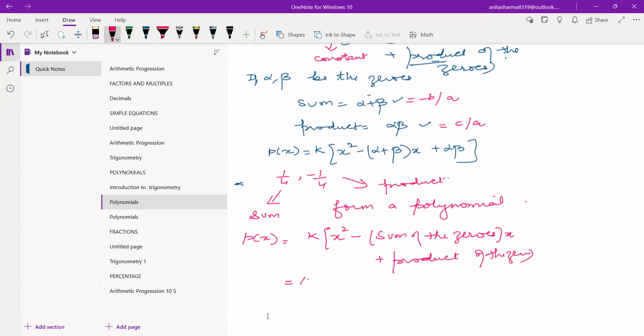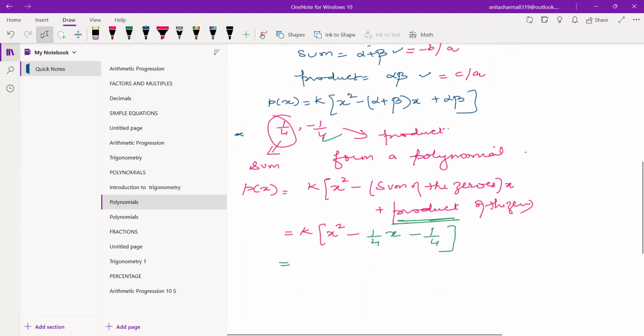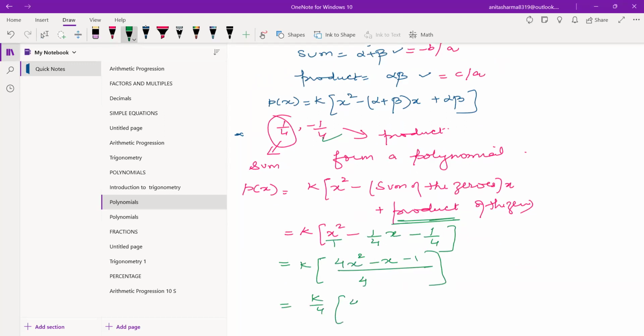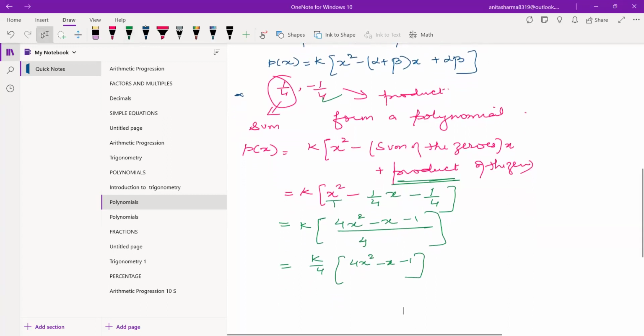So k times x square minus, what is your sum here? 1 by 4, so you will write 1 by 4 x. And what is the product of the zeros? Minus 1 by 4, so you will write minus here. Clear? Now you will take the LCM, beta. So it will be 4, and the denominator is 1. So you will write k by 4 times 4x square minus x minus 1. So children, till here all have understood?